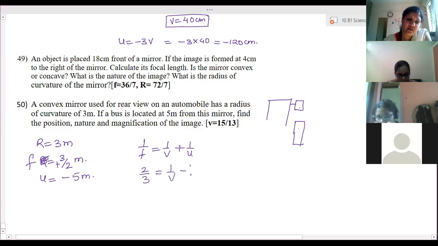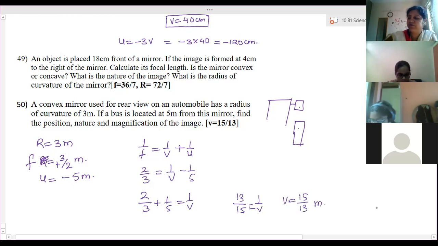1 by v minus 1 by 5. So 2 by 3 plus 1 by 5 is equal to 1 by v. 13 by 15 is 1 by v. So v will be 15 by 13 meters.